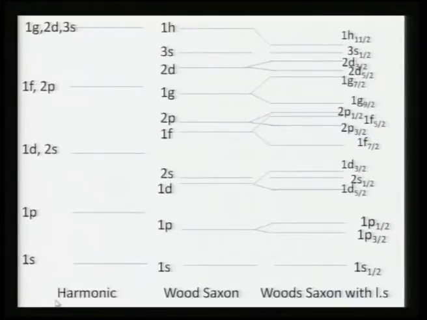So, that shell closes at 28, and after that the shell will close at that g 9 by 2, that will be 50, and at h 11 by 2 that will be 82, and similarly you can go up, you will get that to 126. Okay.